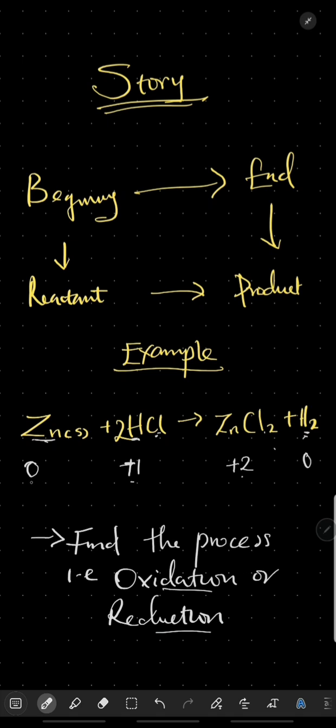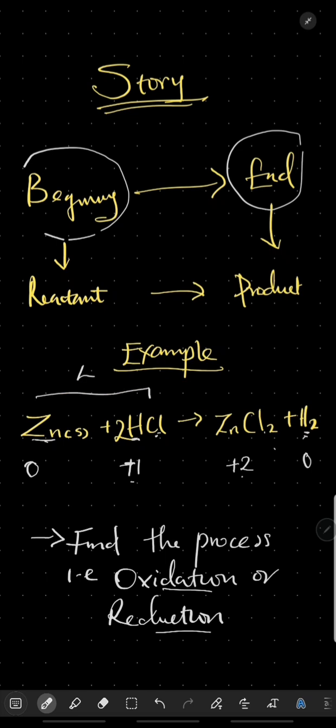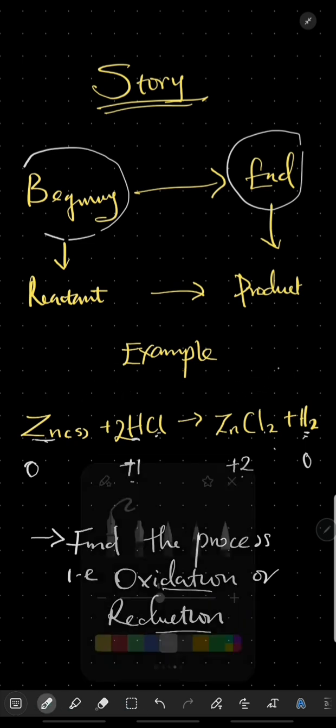Now look at zinc. Don't forget, I told you the reactant side represents the beginning, the product side represents the ending. So this is my reactant. Reactant is always your left hand side, and the product is always the right hand side. So the first thing I will do is to understand the process. And what do I mean by this process?